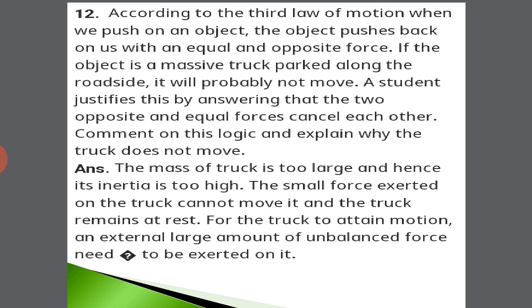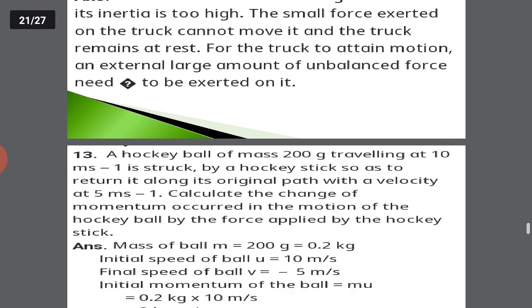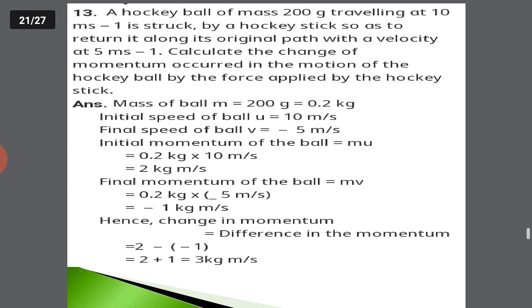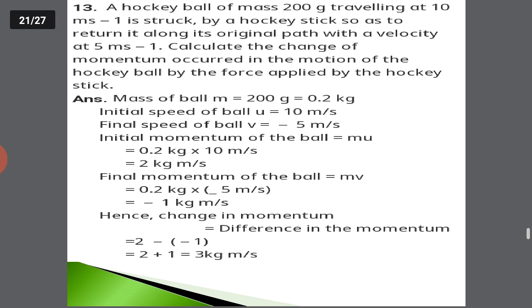Okay, but for the movement of the truck we must apply more force, more unbalanced force. Okay, a hockey ball of mass 200 gram traveling at 10 meter per second is struck by a hockey stick so as to return it along its original path with a velocity of 5 meter per second.